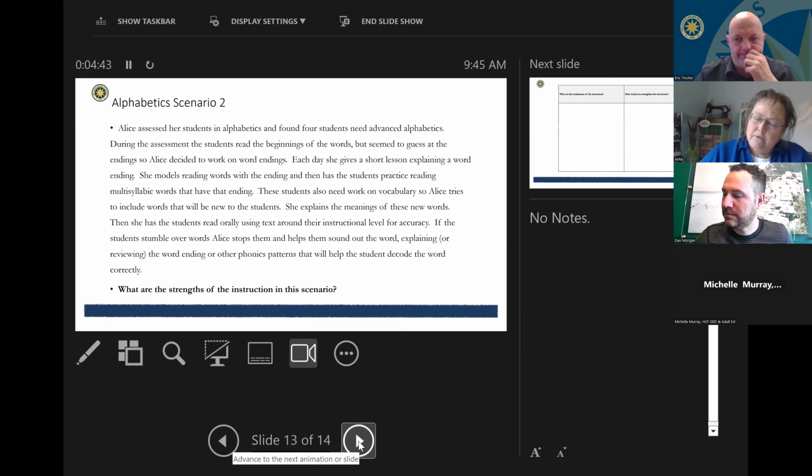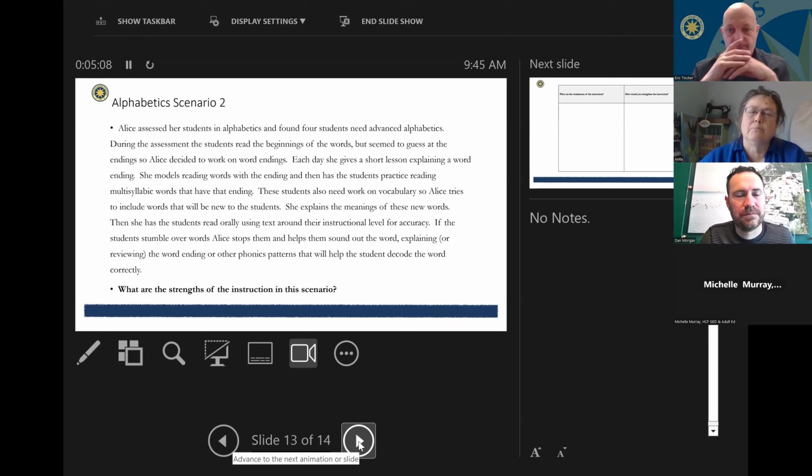What are some of the weaknesses in her instruction? She is trying to do everything in one lesson, all of the areas. That is absolutely right, Michelle. When you're teaching vocabulary, you're only teaching vocabulary. When you're teaching alphabetics, you're only teaching alphabetics. And so trying to incorporate vocabulary just muddies the waters. Yeah, that's definitely a weakness. What else?